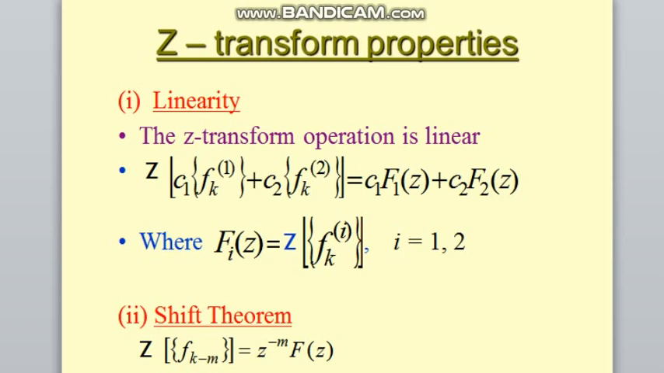Alternatively, if the shift is positive, you can understand it as the time shifting property that you have learned in the previous signal sections. If it is k plus 4, how can you write it after transformation? That will be z to the power 4, positive, times F(z).